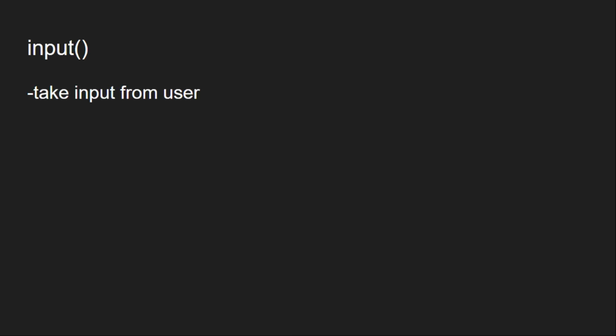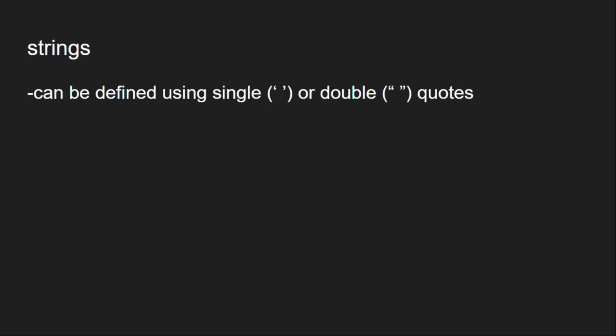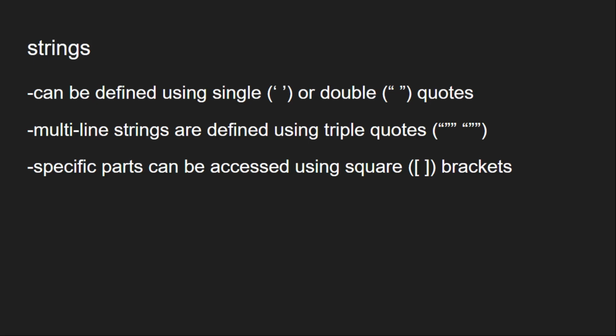We can receive input from the user by calling the input function. The input function always returns a string value. We can define strings using single or double quotes. To define a multi-line string, we surround our string with triple quotes. Specific parts of a string can be accessed using square brackets.